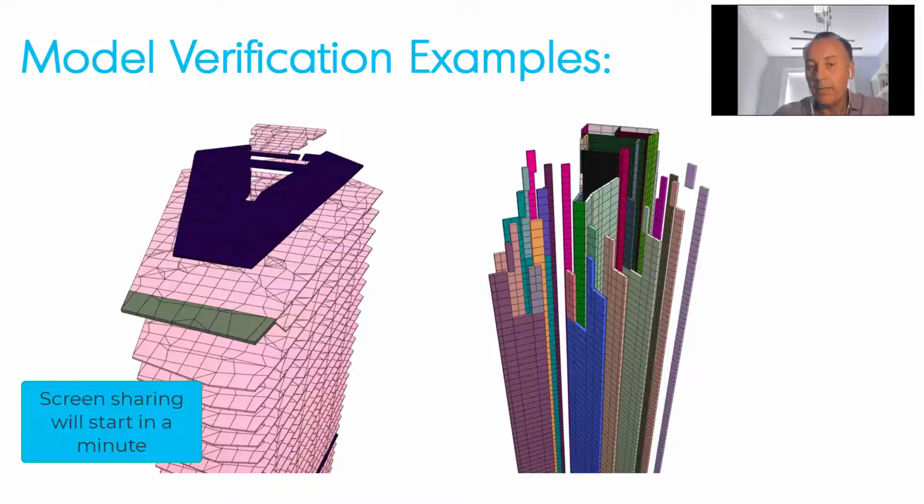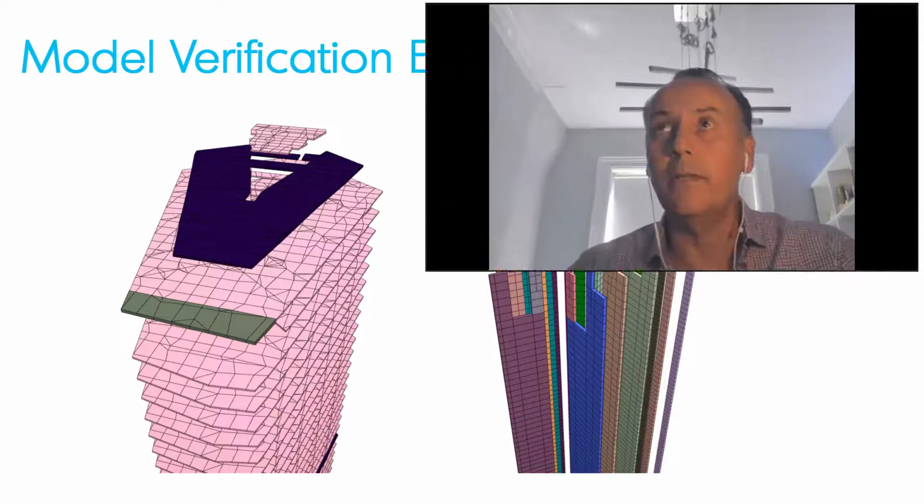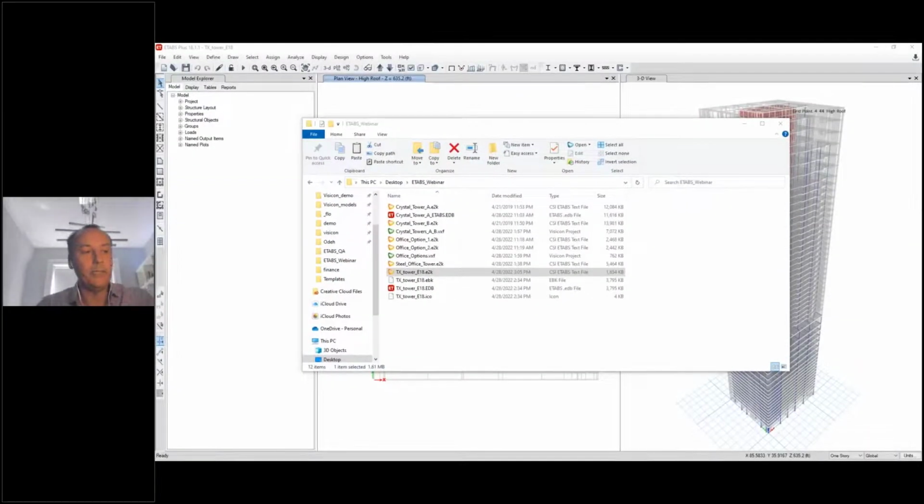Once you have access to an E2K file and you have Visicon installed, what you can do, I was just told that I am not sharing my screen. So what I had done is actually just exported to the E2K file. I'm opening up now the E2K file.